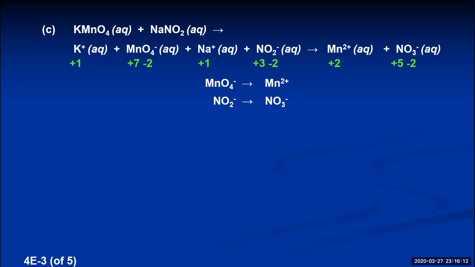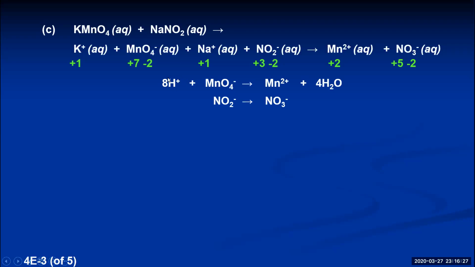We have 4 oxygens on the left, so we need 4 oxygens on the right. That means we're going to add 4 water molecules. That gives you 8 hydrogens on the right side, so we'll add 8 hydrogen ions to the left to balance the hydrogens. Last step is to balance the charge.